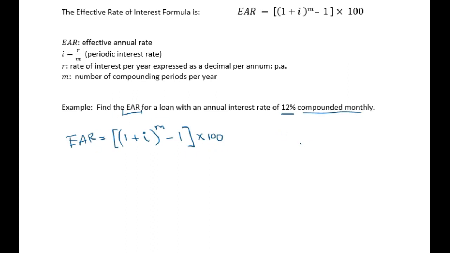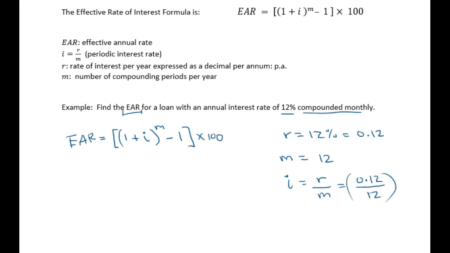So off to the side, let's talk about what values we have and what we need to do any kind of calculations. Our rate of interest is 12%. We want to put that in decimal format, so 0.12, and it's compounded monthly, so that's 12 periods per year. Then we want to calculate our I value. I, remember, is R divided by M. So 0.12 divided by 12, and we'll take that whole thing and plug it into our formula. We need these two numbers to find our effective rate of interest.